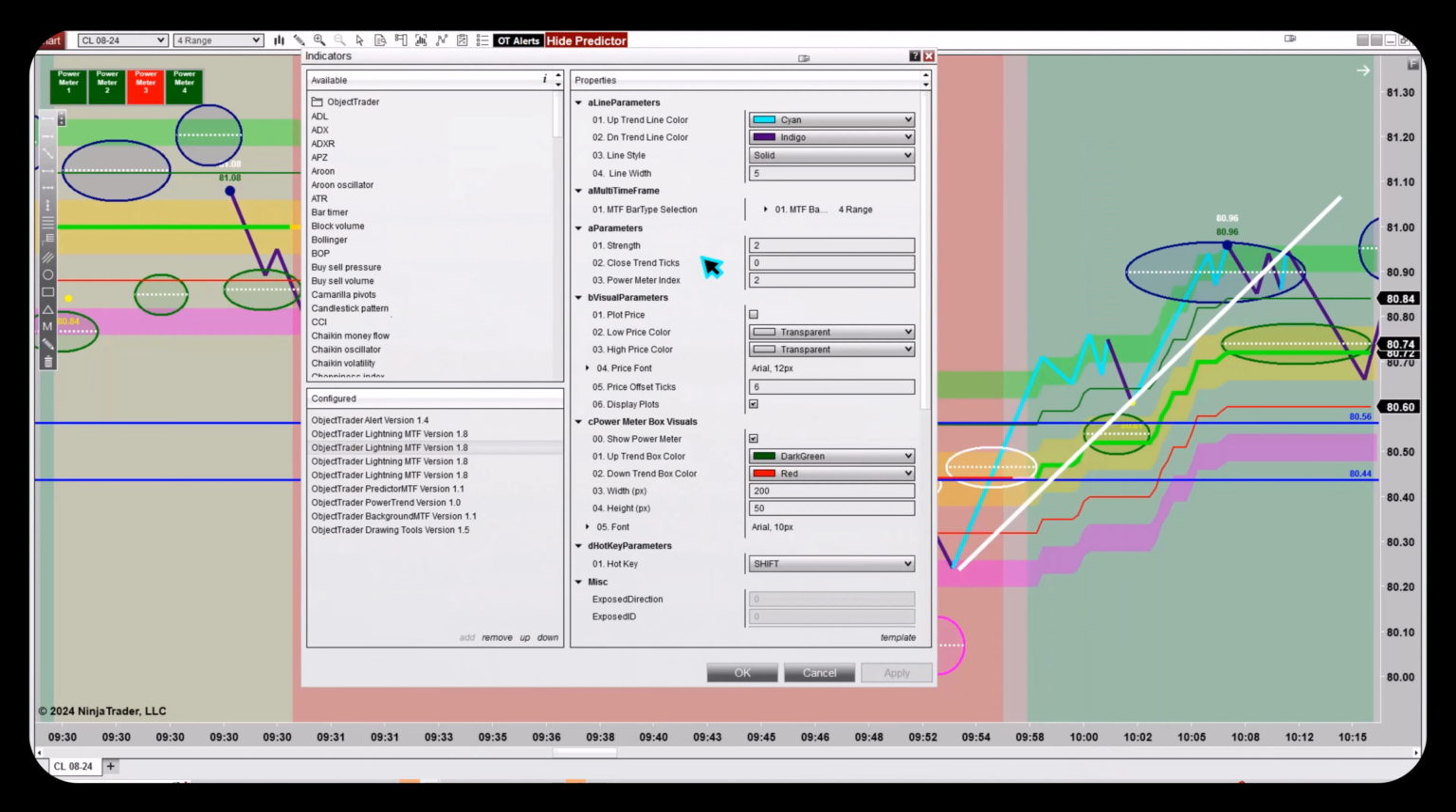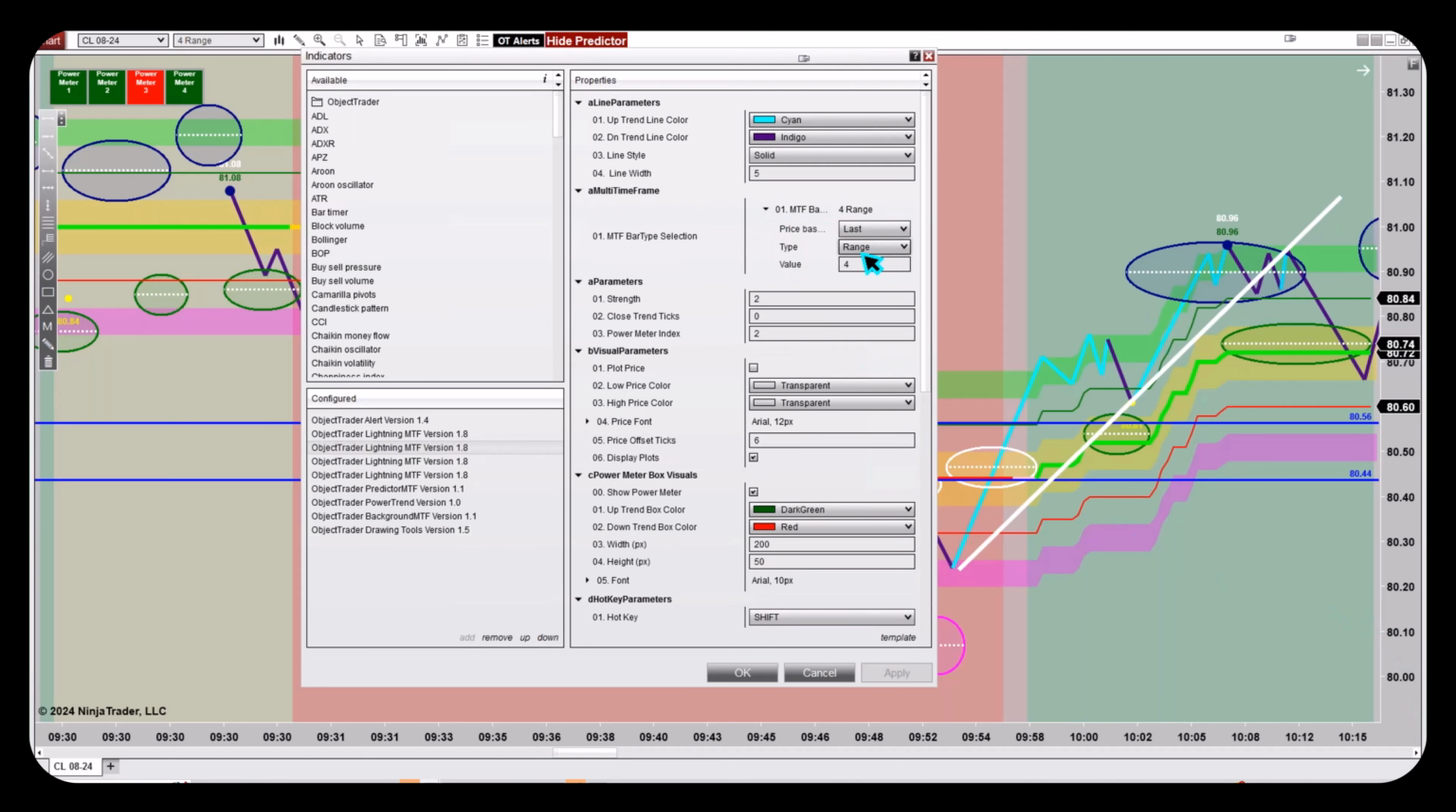This is not a black box, by the way. You can play with this, and if you find something better, that'd be just great. And I'd love to find better as far as that goes. We're always looking. But see, this is just a 4-range bar, okay? 4-range bar, and it has a swing strength of 2.